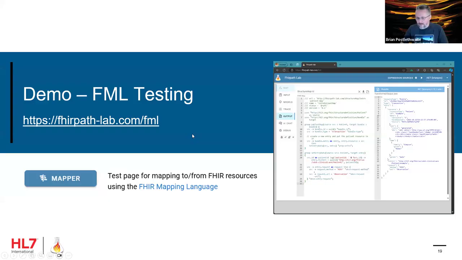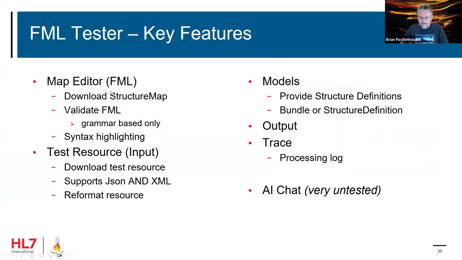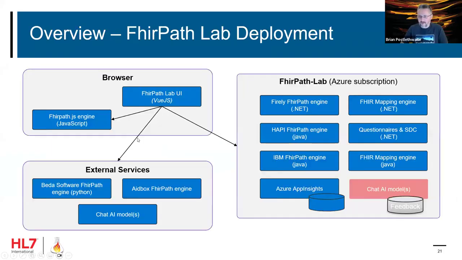Okay, so back to here. We had a quick look at testing and editing. So the particular deployment: we have the browser where it runs. It's got our Vue.js and Nuxt front end, which talks to the FHIRPath.js library, or the other questionnaire engines, and talks out to Beta Software's Python FHIRPath engine and 8box's FHIRPath engine.